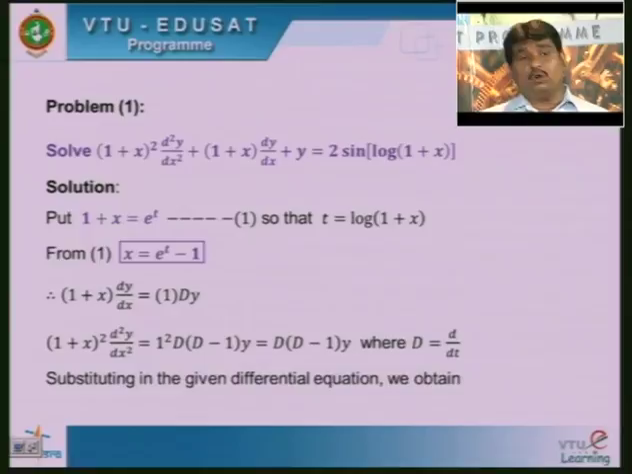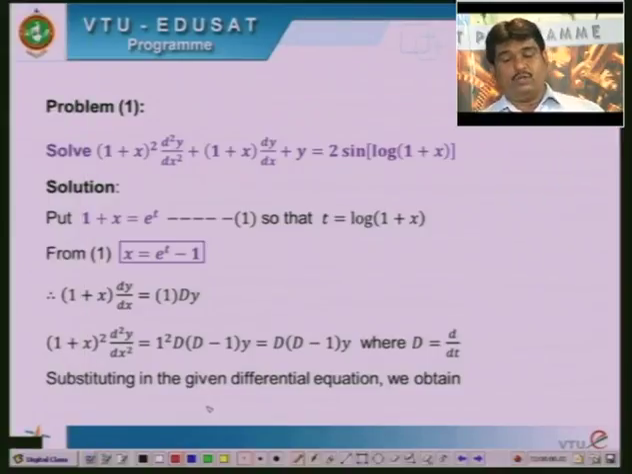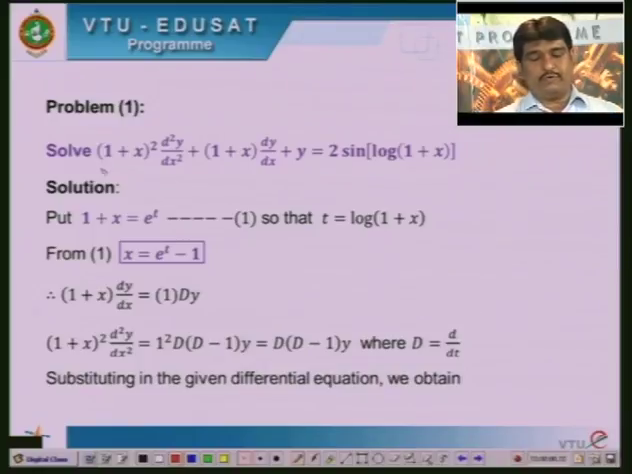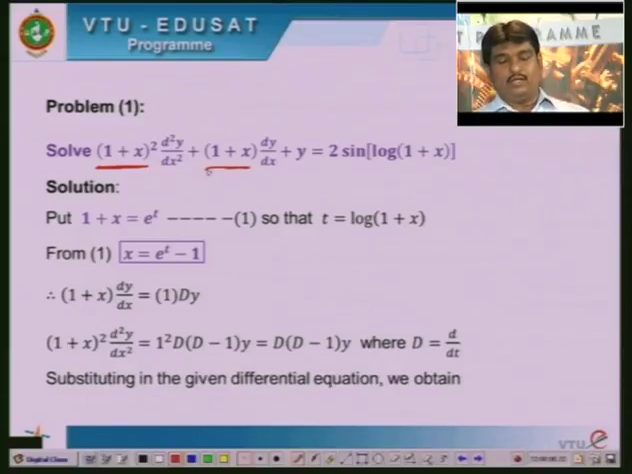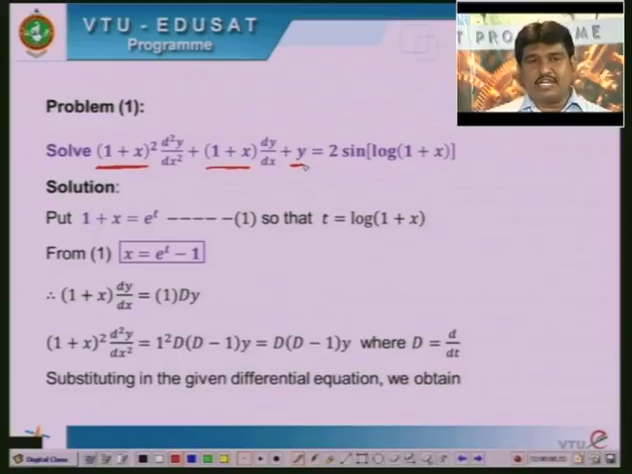Now problem 1 on Legendre's differential equation. Solve 1 plus x the whole square into d square y over dx square plus 1 plus x into dy by dx plus y equals 2 into sine of log of 1 plus x. You can see the coefficient of d square y over dx square is 1 plus x the whole square, the same thing here, 1 plus x into dy by dx, and the coefficient of y is constant. So this is Legendre's differential equation with a being 1, the coefficient of x, and b being 1.